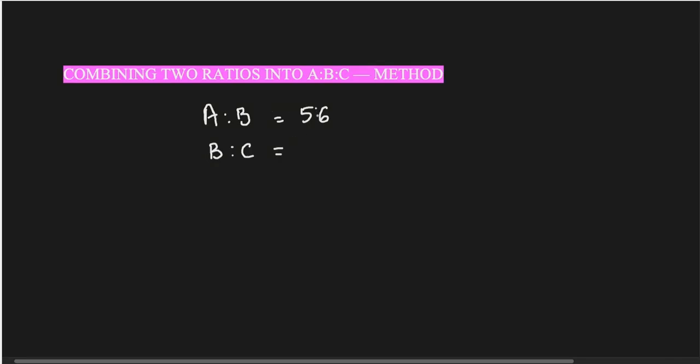as 9:11, find A is to C and A is to B is to C. You have to find this. So here basically what is common here? Common is B.